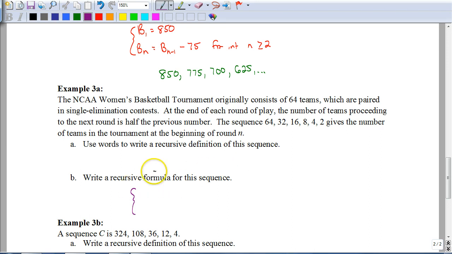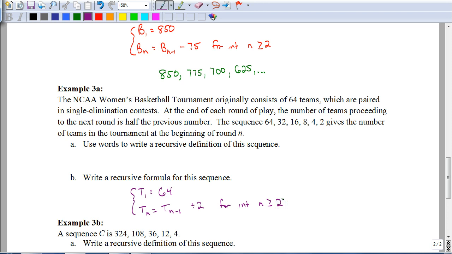So again, this is basketball tournaments. We can use T for tournament. So the first term of this tournament would be 64 teams. To find the next term in the sequence, we would take the previous term and divide by 2, for integers where n is greater than or equal to 2.